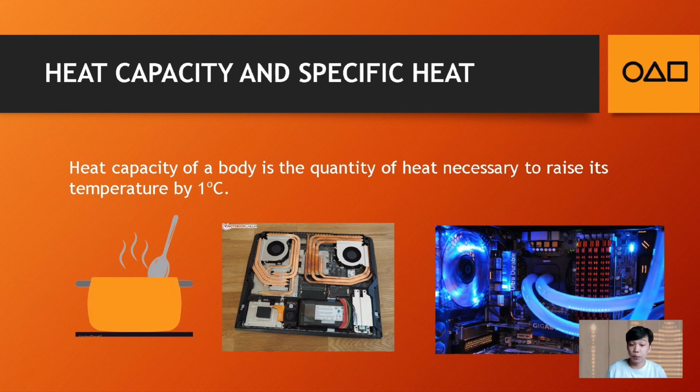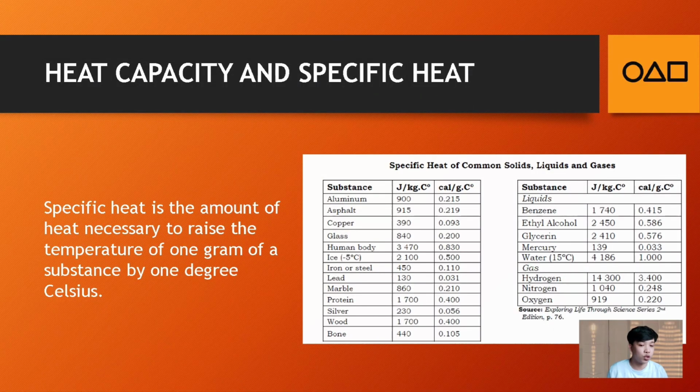Specific heat is the amount of heat necessary to raise the temperature of 1 gram of a substance by 1 degree Celsius. Now let's take a look at these examples in the table. For aluminum, it will need 900 joules per kilogram degree Celsius of energy for it to increase in temperature. Another, the human body will need 3,470 joules per kilogram degree Celsius for it to increase in temperature. For protein, it will need 1,700 joules per kilogram degree Celsius to increase the temperature of that object.